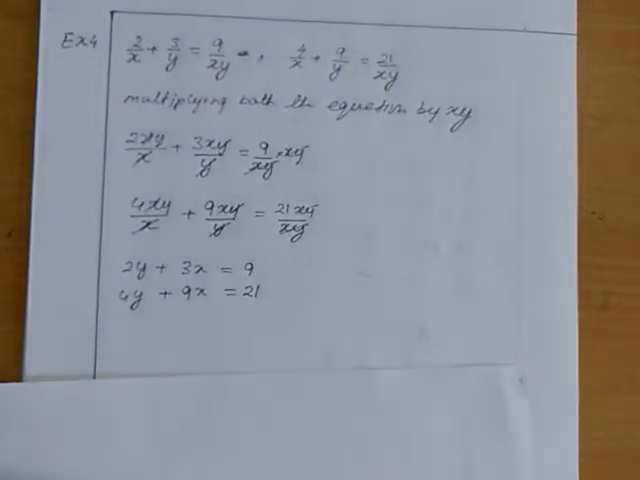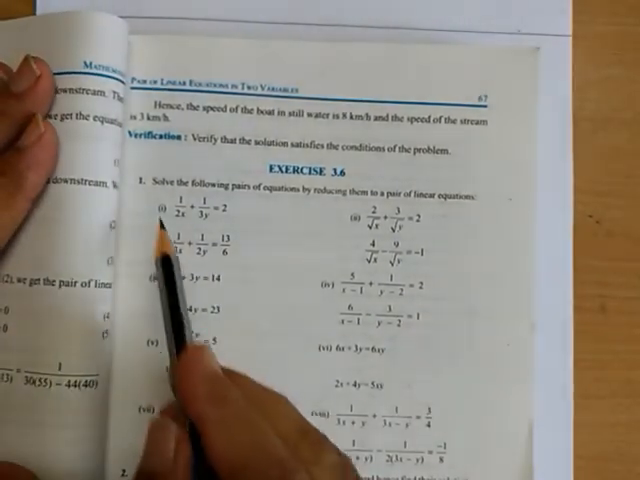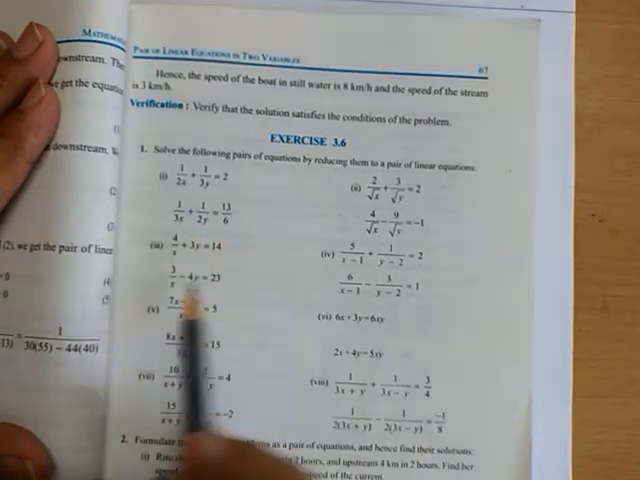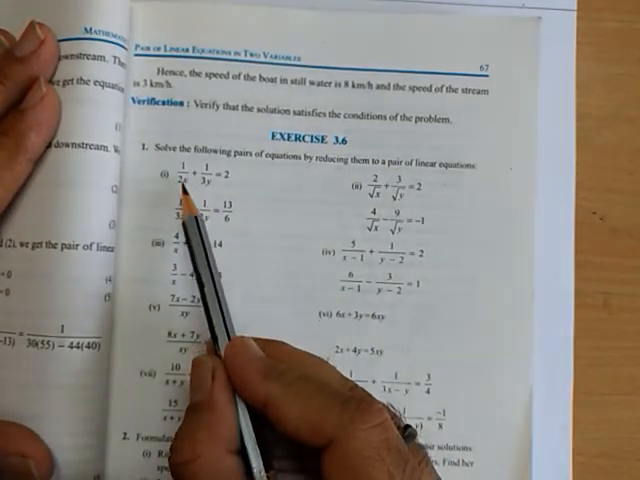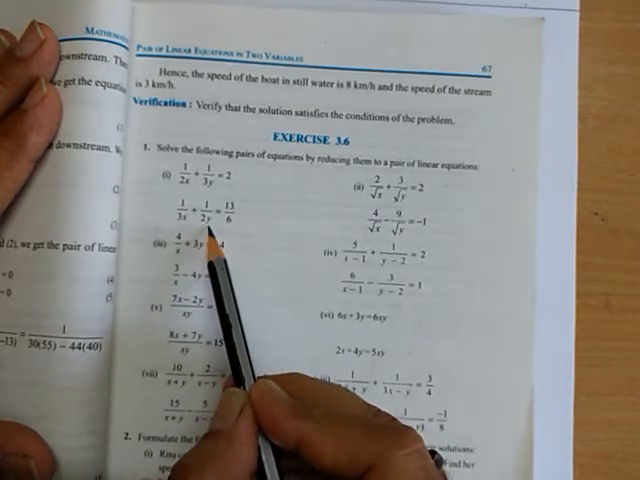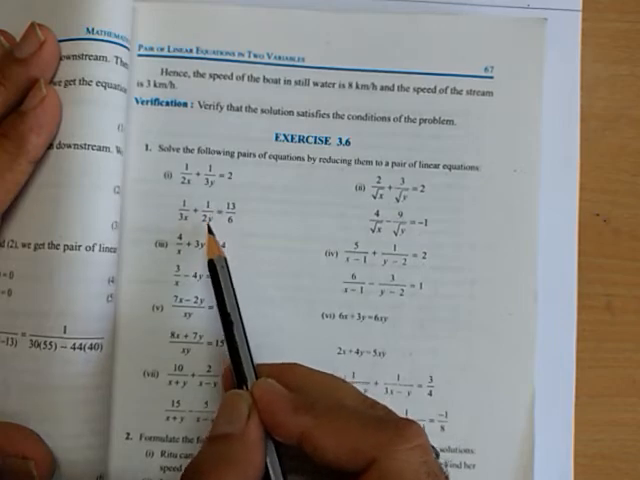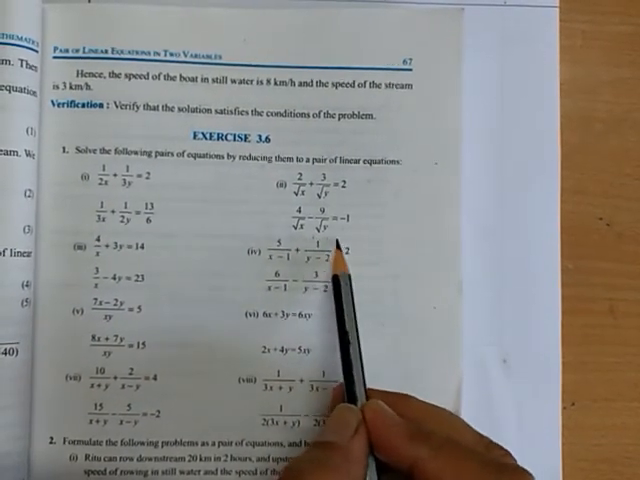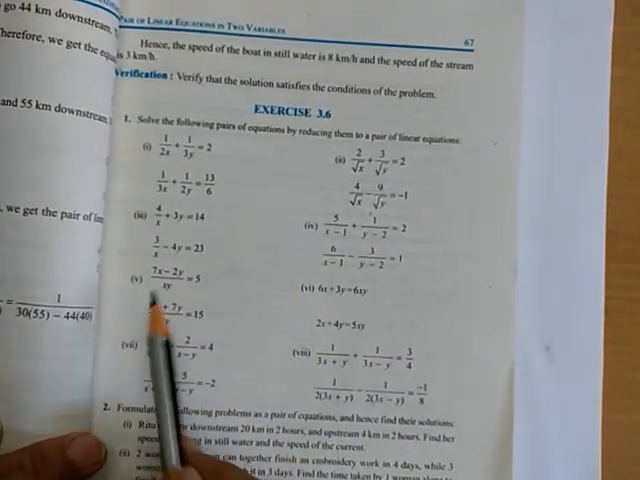Let's discuss exercise 3.6. See question number 1, it has 8 parts, and all these have different kinds of questions. Here you see 1 upon 2x plus 1 upon 3y and 1 upon 3x plus 1 upon 2y. So here you will assume 1 upon x is equal to a, and 1 upon y is equal to b. And this was the question which I have done with you. This we can do.